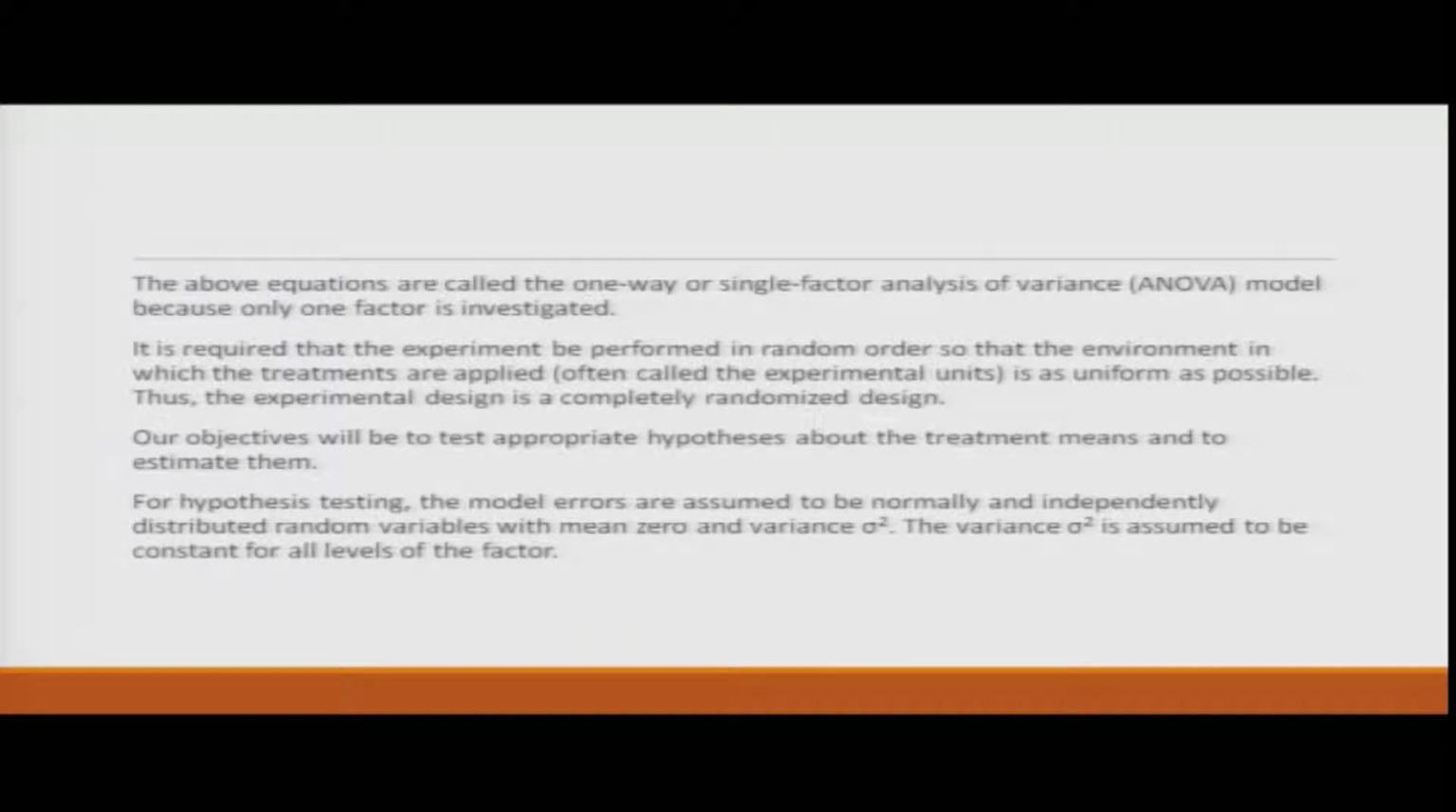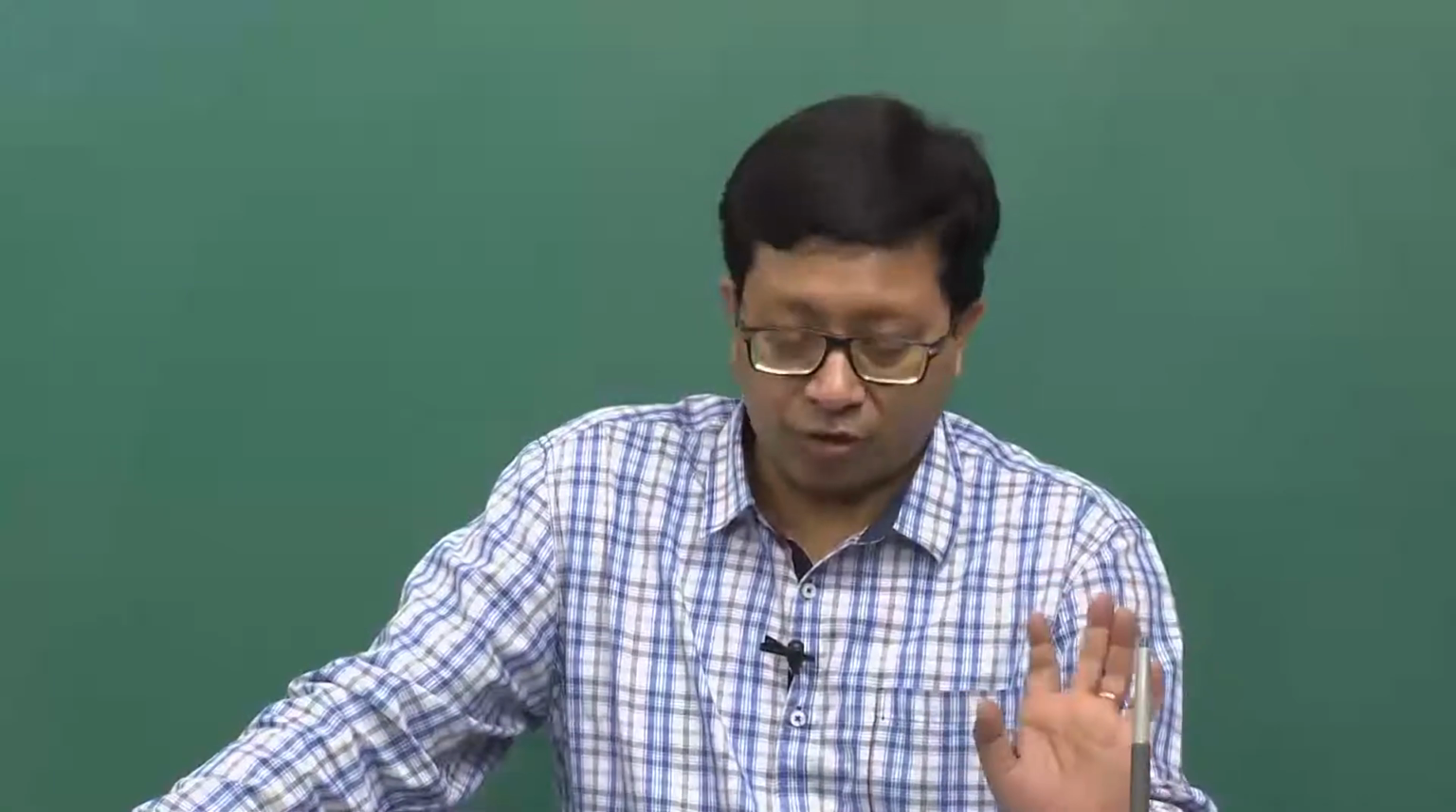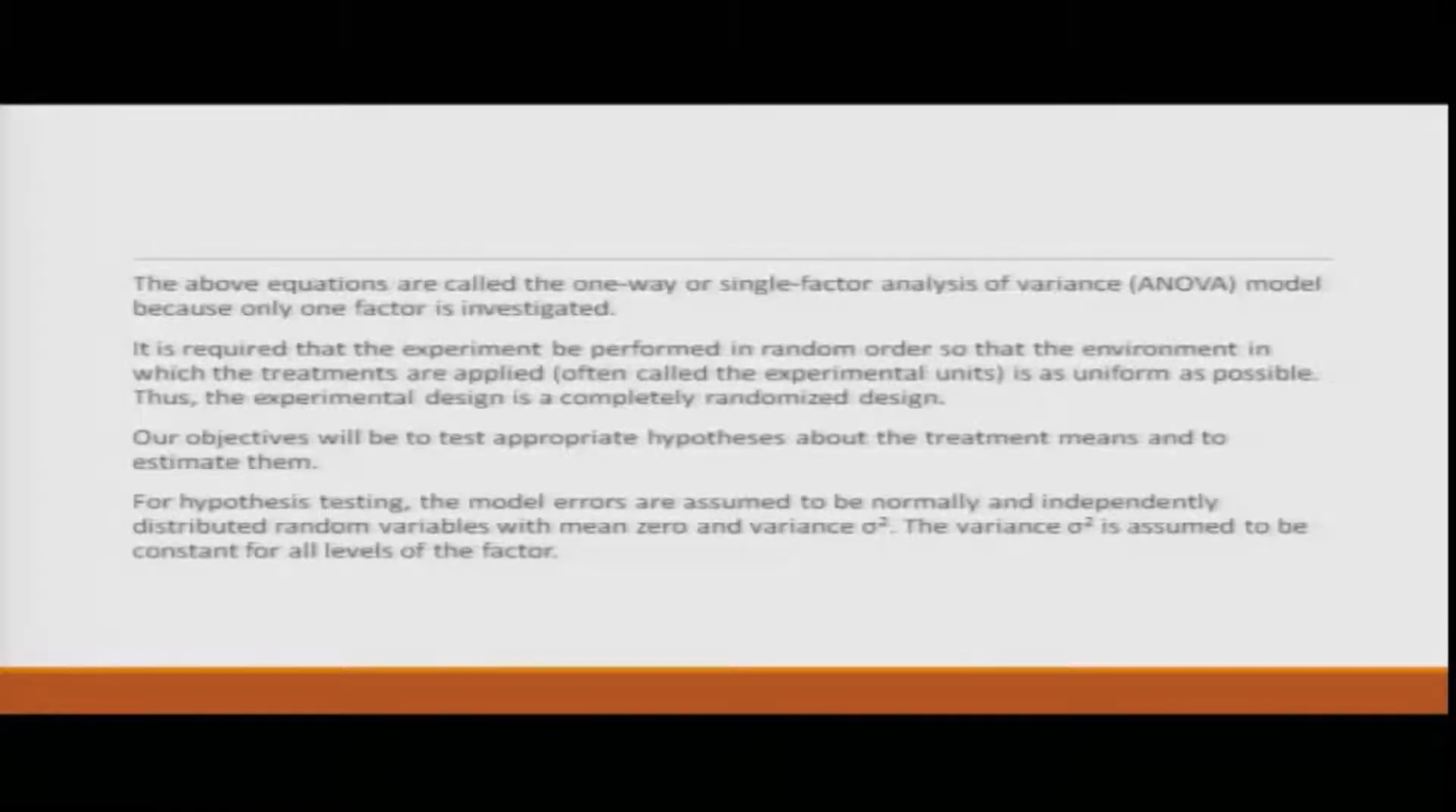The errors are assumed to be normally and independently distributed random variables with mean 0, as I did mention in the last class, and with a variance of sigma square. I am not putting any suffixes for sigma square, because I am assuming that the errors are not increasing and decreasing. They have a fixed value of variance, which is sigma square. So, the errors are independent of each other. This is very important. The variance sigma square is assumed to be constant for all levels of factors, and there is no dependency between the errors, because if that happens, obviously your whole concept will change.